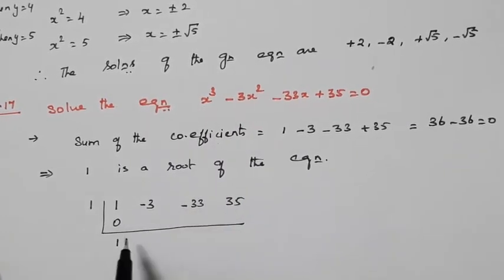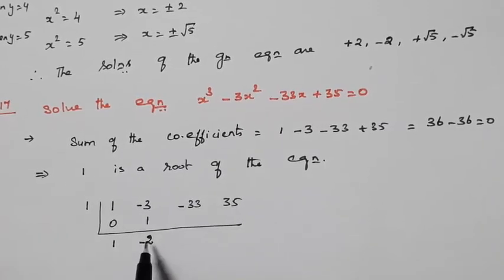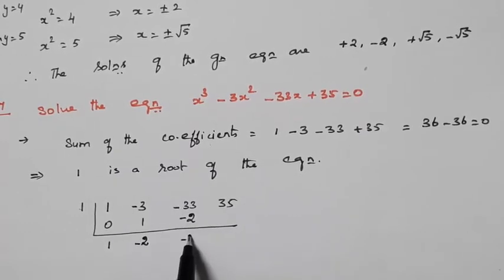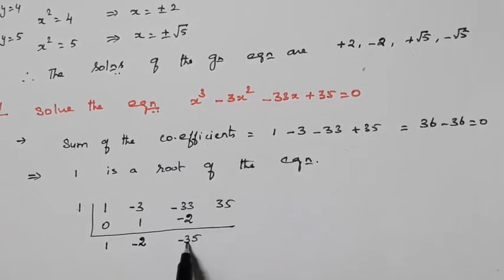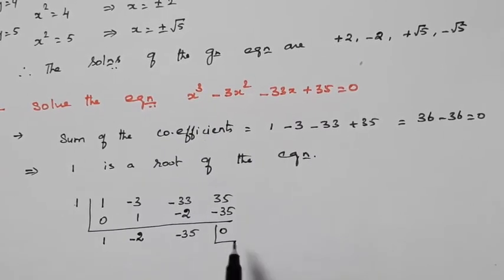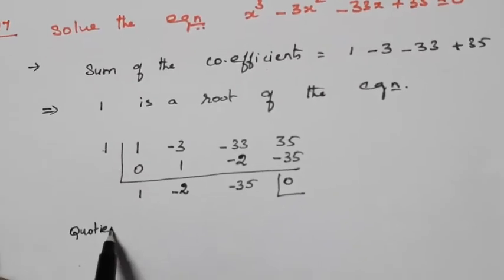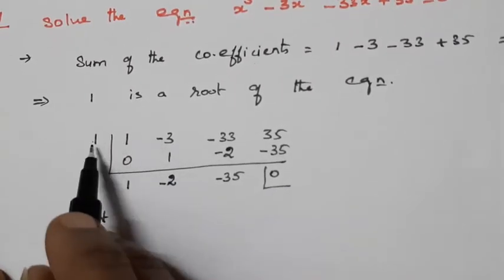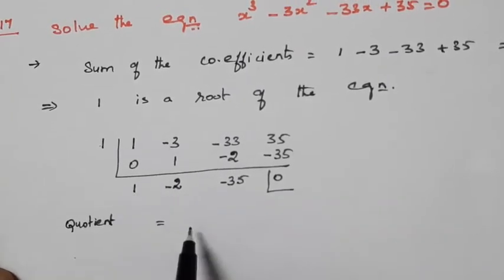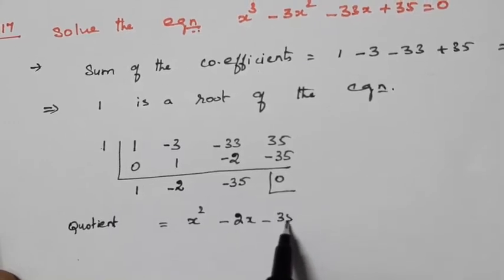So 1, then 1 into 1 is 1, minus 3 plus 1 is minus 2, then minus 2 into 1 is minus 2, then minus 33 minus 2 is minus 35, then 1 into minus 35 is minus 35. So when you add, the remainder will be 0. What is the quotient? On dividing this polynomial by the factor x minus 1, the quotient is, taking the constant term, x term and x squared, x squared minus 2x minus 35.